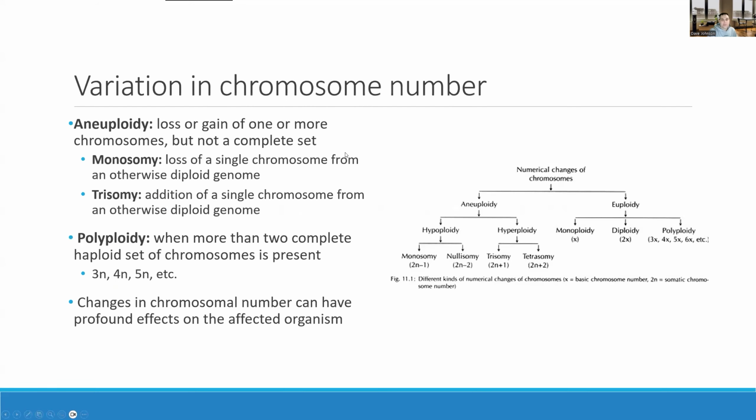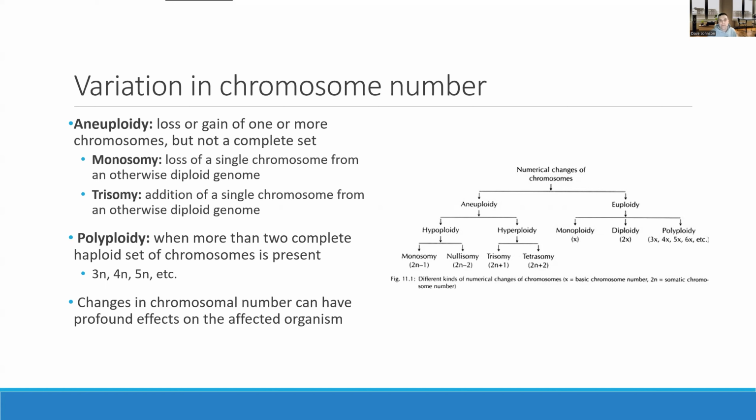So the first thing we'll talk about is how we describe variations in chromosome number. There are two ways we can talk about this. We can talk about it in the context of aneuploidy, which is the loss or gain of one or more chromosomes, but not a complete set. This could be something like monosomy, which is the loss of a single chromosome from an otherwise diploid genome, or trisomy, which is the addition of a single chromosome to an otherwise diploid genome.